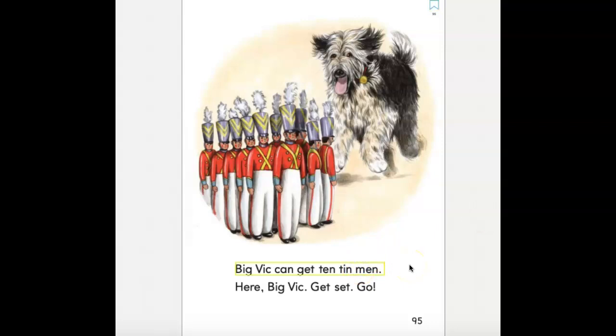Big Vic can get 10 tin men. Here, Big Vic, get set, go. Big Vic can get 10 tin men. Here, Big Vic, get set, go.